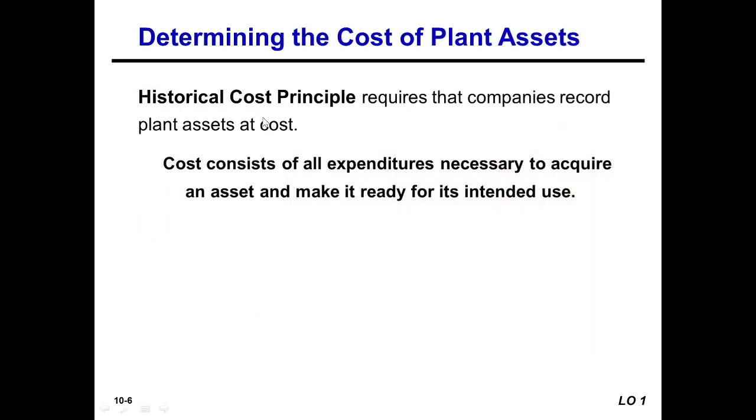Now, determining the cost of plant assets. How could we determine this? Here, the historical cost principle. We use the historical cost principle to determine the cost of plant assets. The historical cost principle requires that companies record plant assets at cost. Cost consists of all expenditures necessary to acquire an asset and make it ready for its intended use.